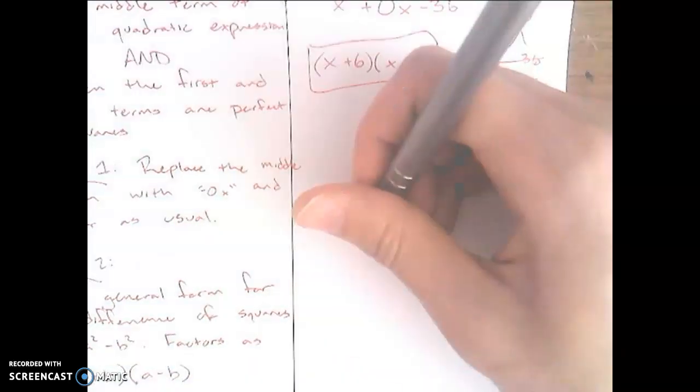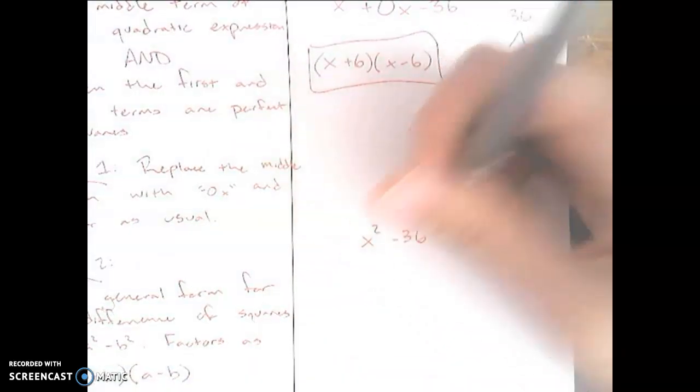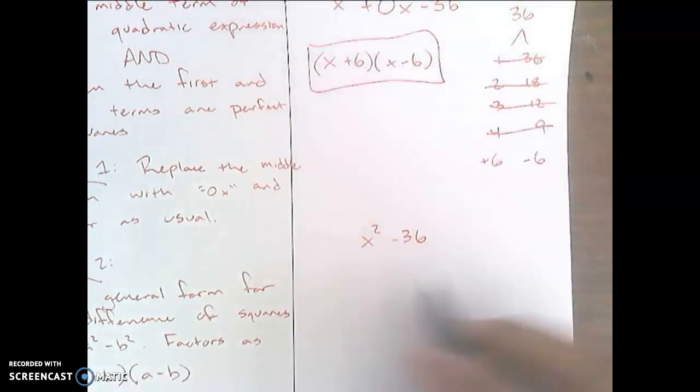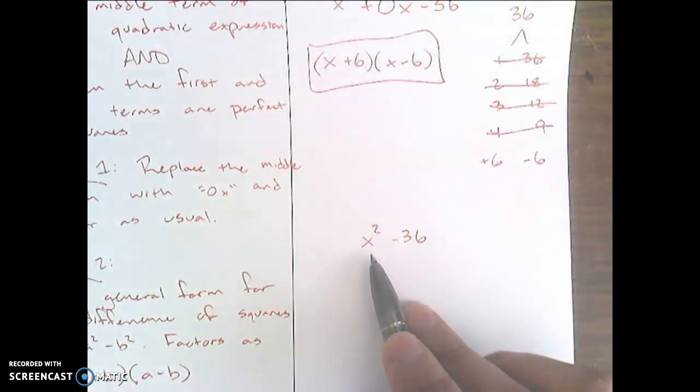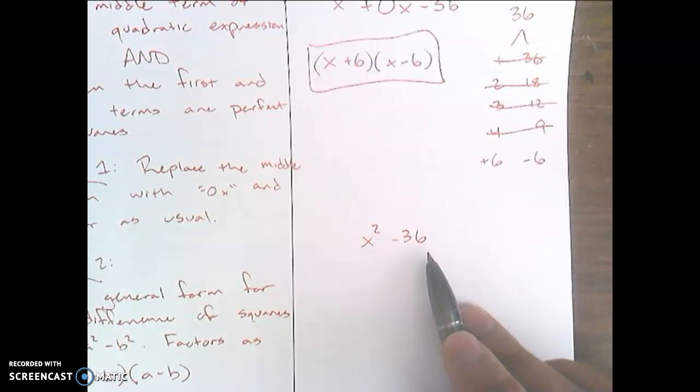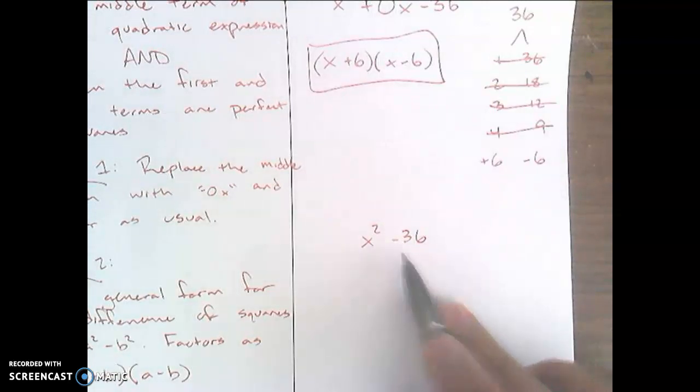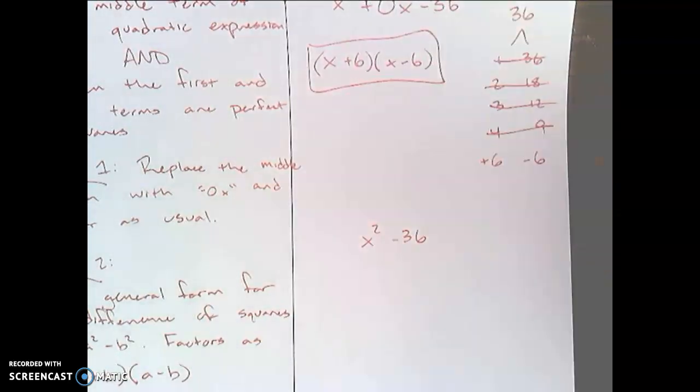So let's go ahead and try this example again. We've got x squared minus 36. You might recognize that x squared is a perfect square. We can square root that. 36 is also a perfect square. We can square root that. And it's separated by subtraction. So we have a difference of squares.